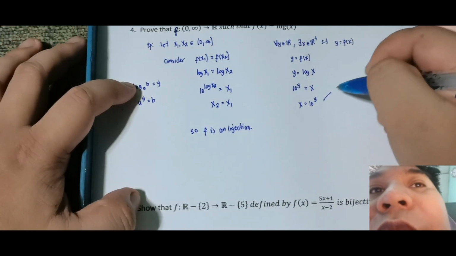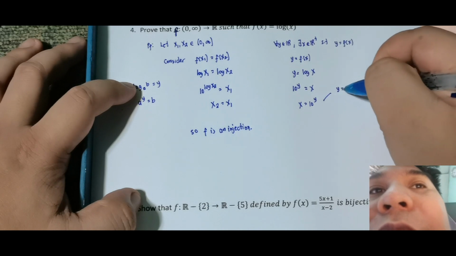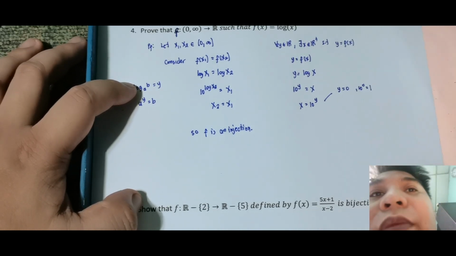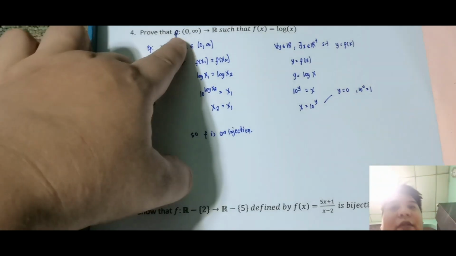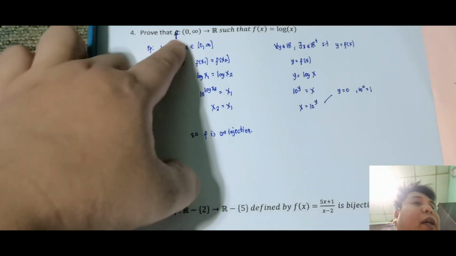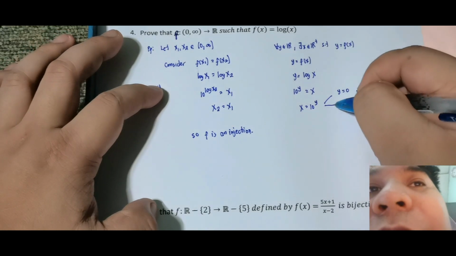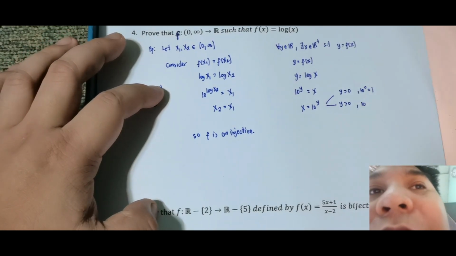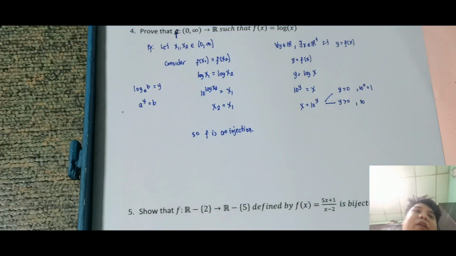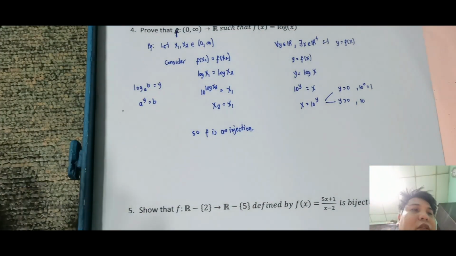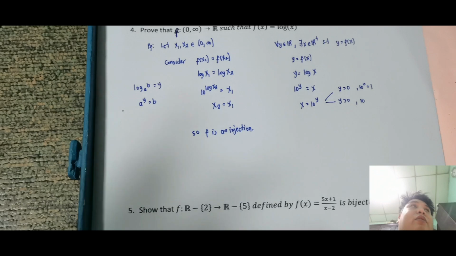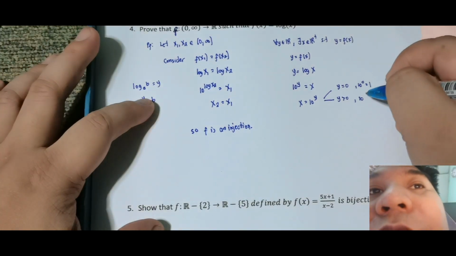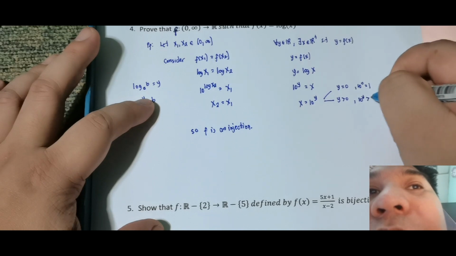So, for example, kunyari, y is equal to 0. 10 raised to 0 is 1. So, positive real number pa rin yun. Tama. Next, if y is greater than 0, that is 10 raised to something. Kunyari, 10 raised to 1, 10. 10 raised to 2, 100. 10 raised to 3. Okay, kunyari, 10 raised to 2 point something, 10 raised to 0 point something. This is always greater than 0. So 10 raised to y is always greater than 0.